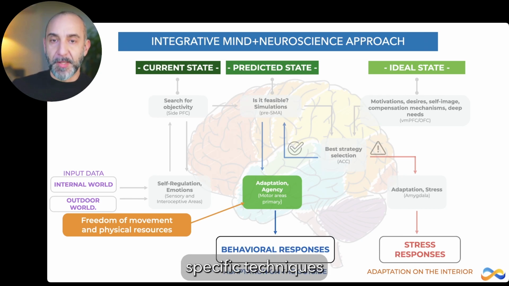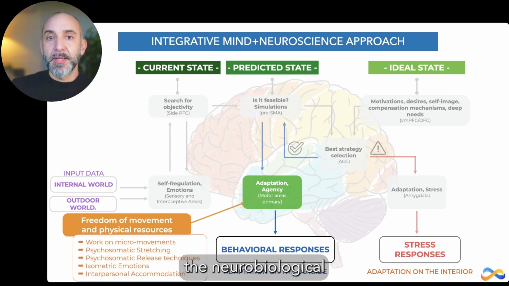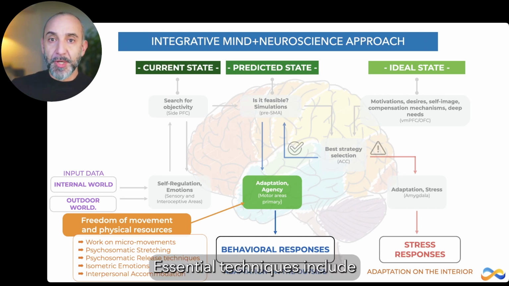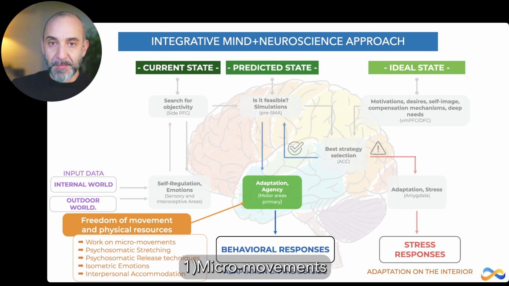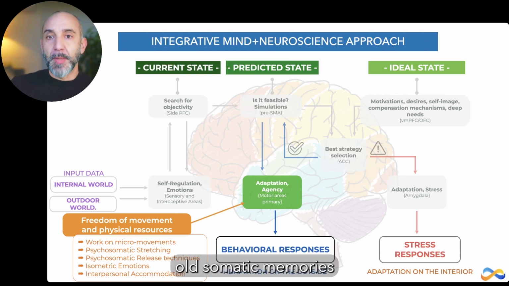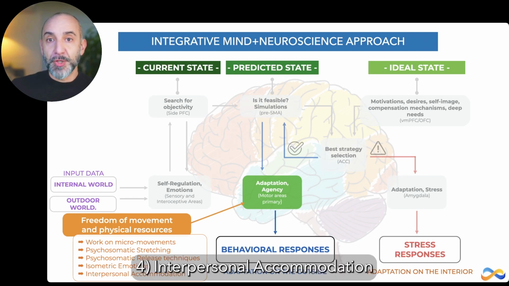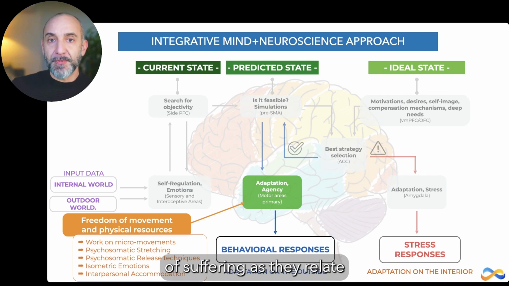We have developed specific techniques that take into account the neurobiological and mental mechanisms behind mastery, agency, and active engagement with the world. Essential techniques include micromovements for increased awareness and precision control, psychosomatic stretching and release techniques to release old somatic memories and associated dysfunctional patterns, isometric emotions for promoting physical, mental, and emotional strength and action, interpersonal accommodation to address physical conditions of suffering as they relate to interactions with others.